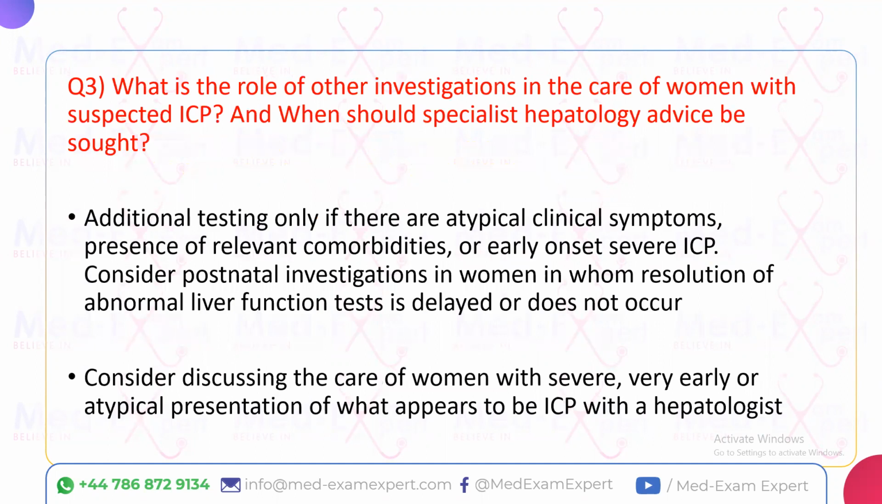So the third question was, what is the role of other investigations? The other investigations are, number one, viral screen, autoimmune screen, and then an abdominal scan to look for gallstones. Okay, so these are some other investigations, and in which patients will you do this additional testing? These will be done in patients who have atypical symptoms. So what can be atypical symptoms? Like the patient is having fever, the patient is having jaundice. So in patients with atypical symptoms, presence of relevant comorbidities, or early onset and severe ICP. For example, you are at 20 weeks, the patient is having these symptoms and very severe itching.